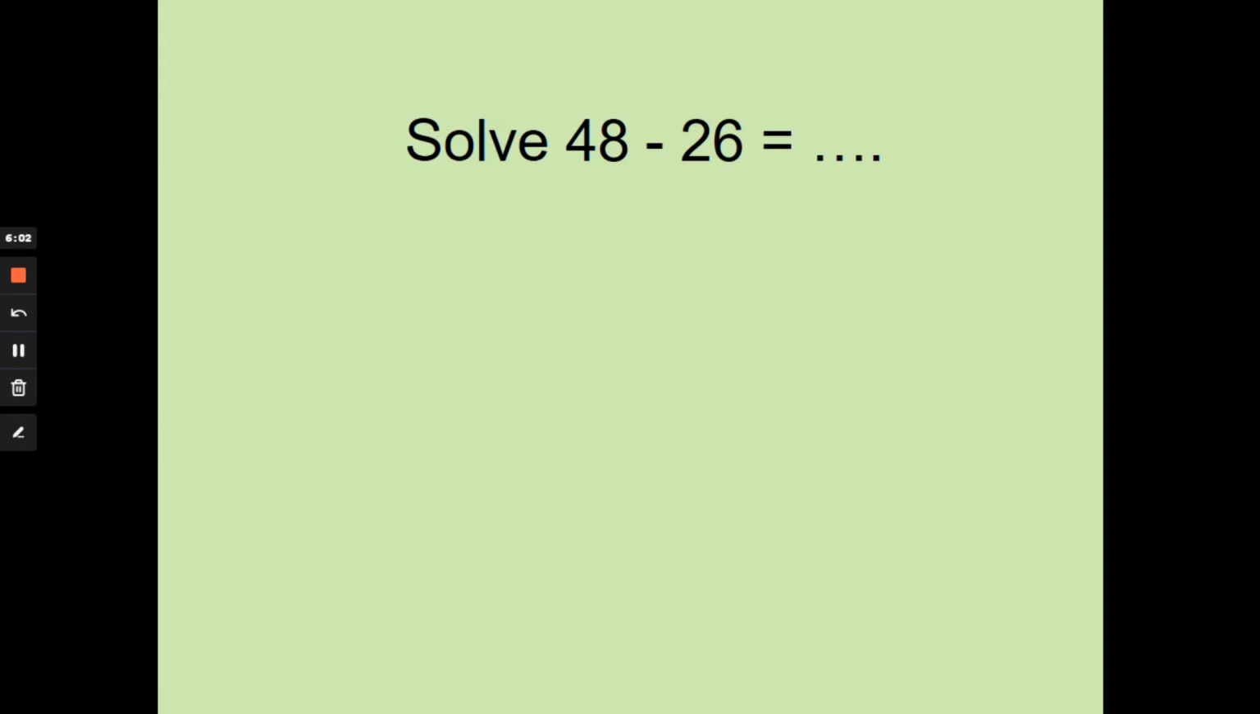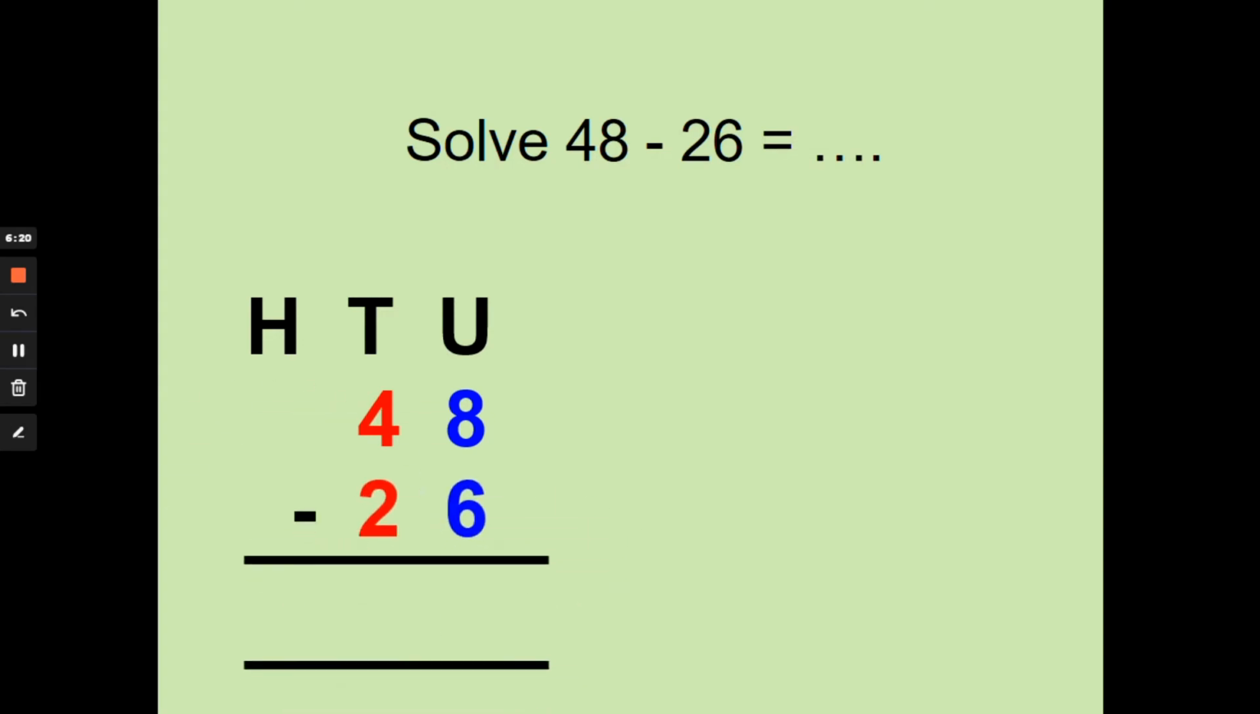We're now going to move on. So now we've done addition of whole numbers. We're now going to do subtraction of whole numbers. And again, we're going to use column addition. So we need the 100, tens and units. There's 48. And there's your 26. But this time, instead of adding them, we're going to be taking them away.